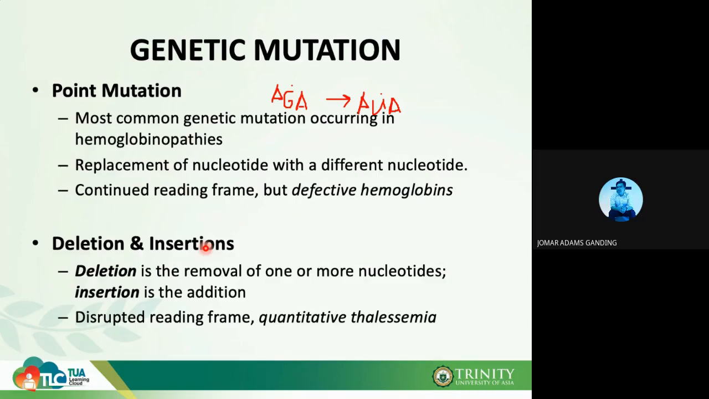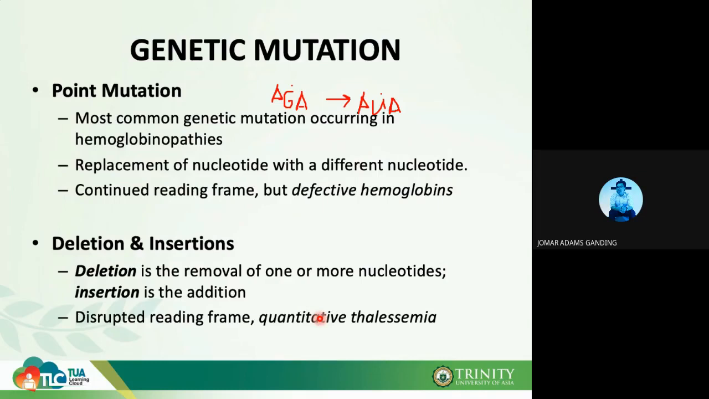Ang nangyayari, hindi na tayo nakakapag-produce ng globin. Therefore, wala ding enough hemoglobin. So, nakukuha yung difference between point mutation and deletion. If you have other questions, I will be entertaining them by the end of our discussion.